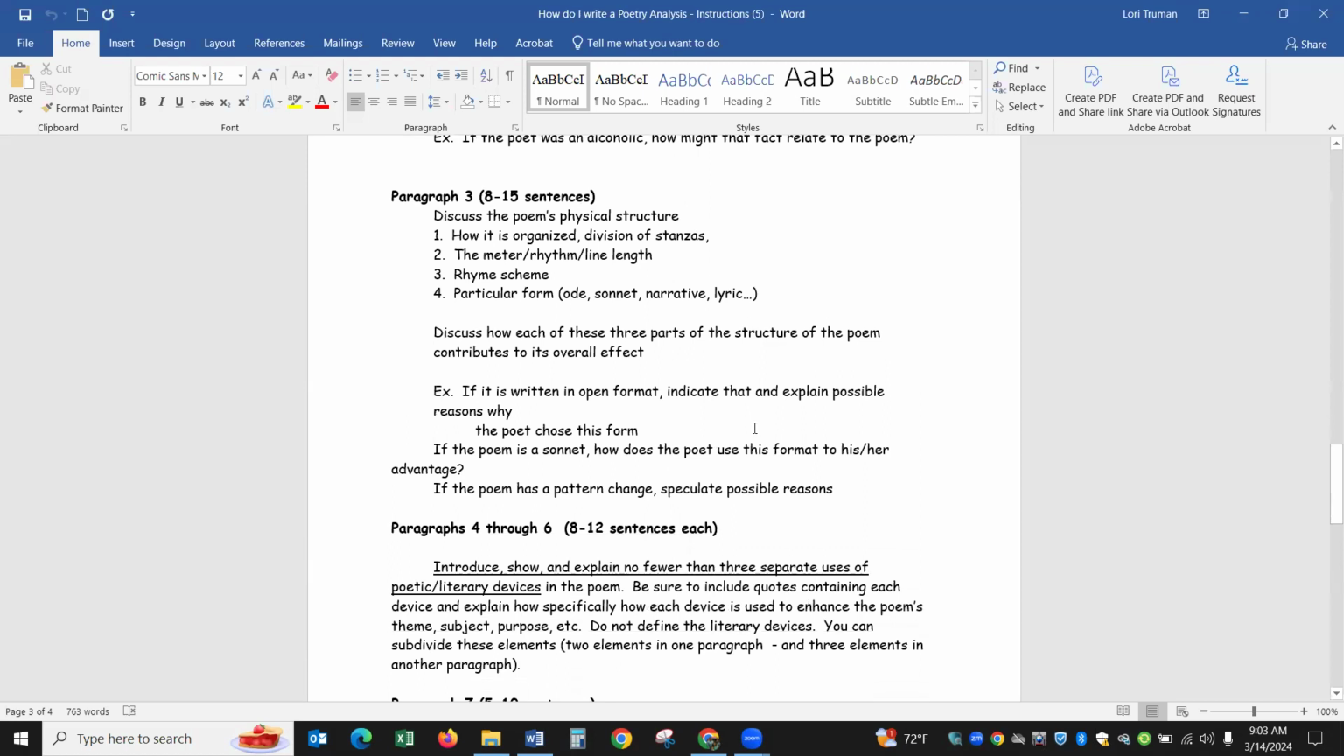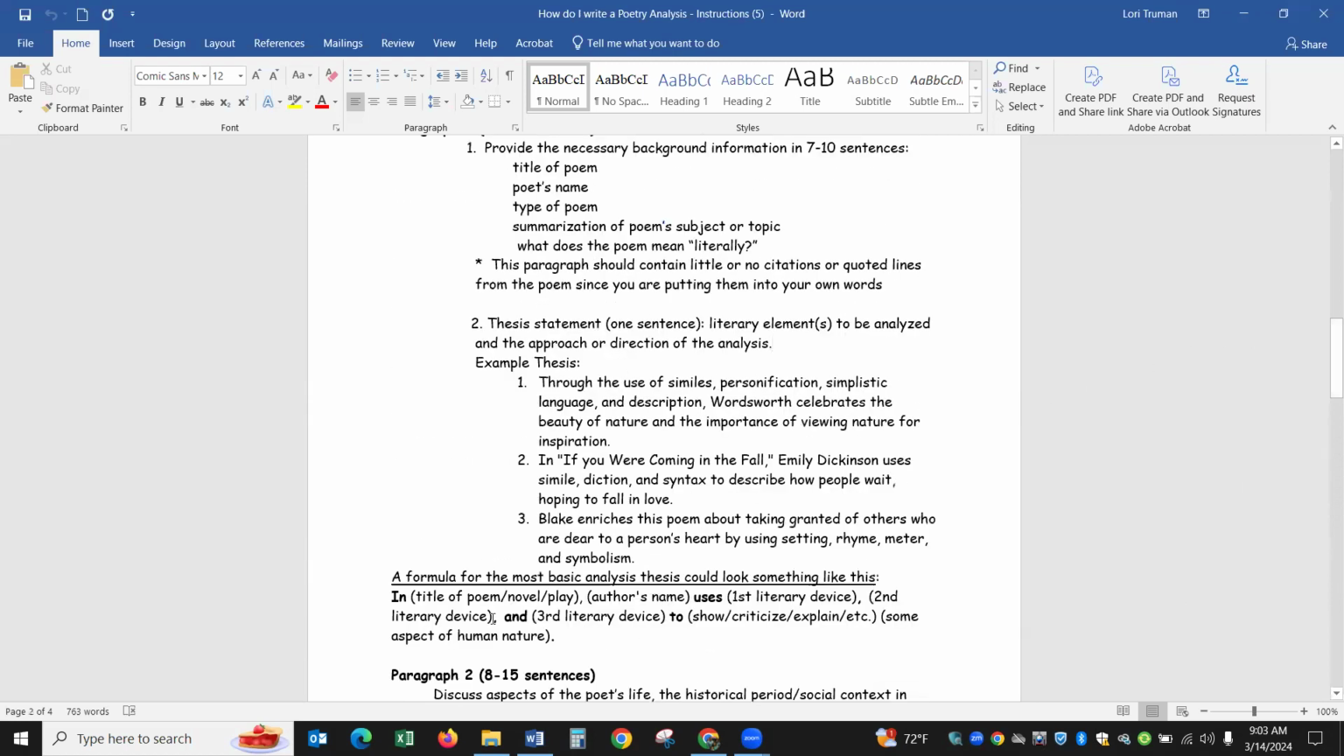Paragraphs 4, 5, and 6, which are the three body paragraphs, are going to go back to your thesis statement where you listed those 1, 2, and 3 literary devices. Now, you can group these. So let's say there's a lot of figures of speech in your poem. Then that's fine. Say figures of speech. Don't just say similes, because maybe there's only 2 similes, but maybe there's a lot of similes, metaphors, and some alliteration. Then you could group that into figures of speech as being one literary device.